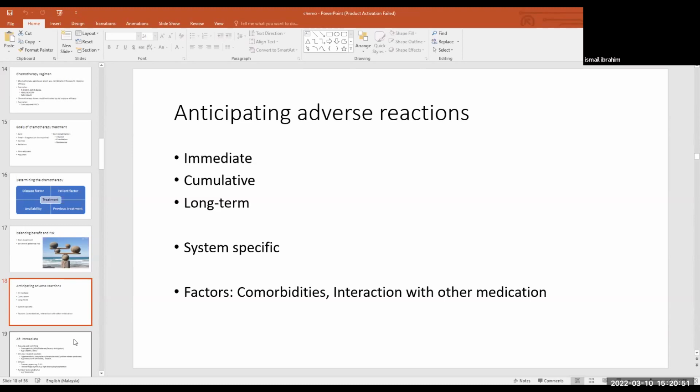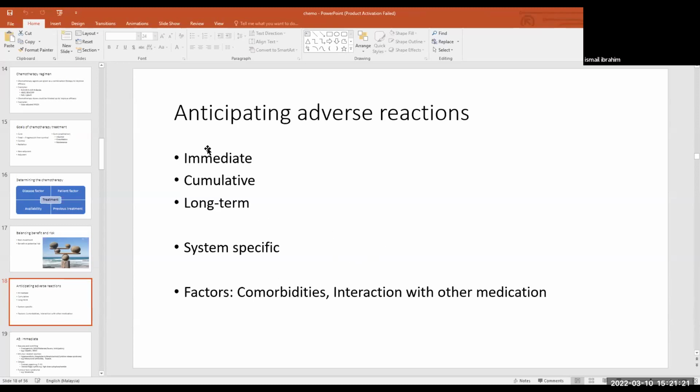And it could be system specific, i.e. lung alone or cardiac alone, or it could be a generalized reaction like what we call IRR, infusion related reaction, with monoclonal antibody. If you give the treatment, the body reacts like having a severe inflammation. Or it could be something very specific like bleomycin affecting the lung, where you can get pneumonitis.